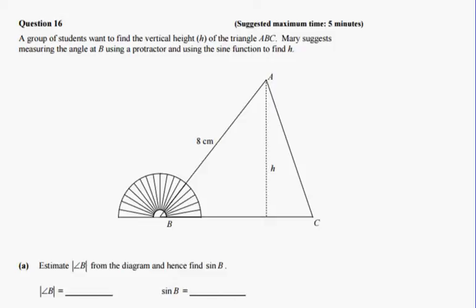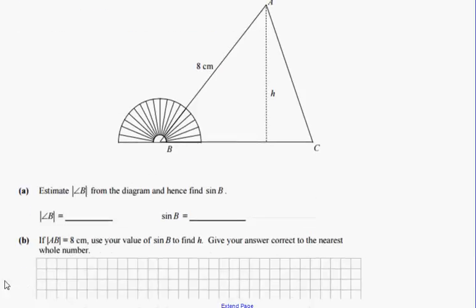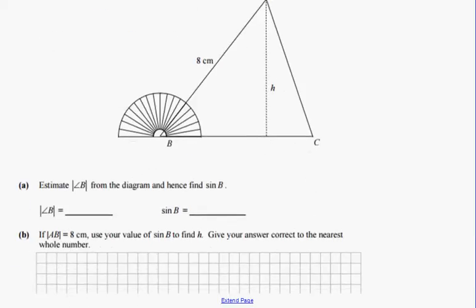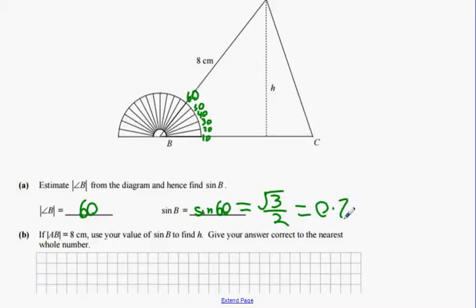Question 16. Estimate the angle B and hence find sine B. What angle do you think that is? 10, 20, 30, 40, 50 and 60 degrees. What's sine 60? Root 3 over 2, which is 0.866.